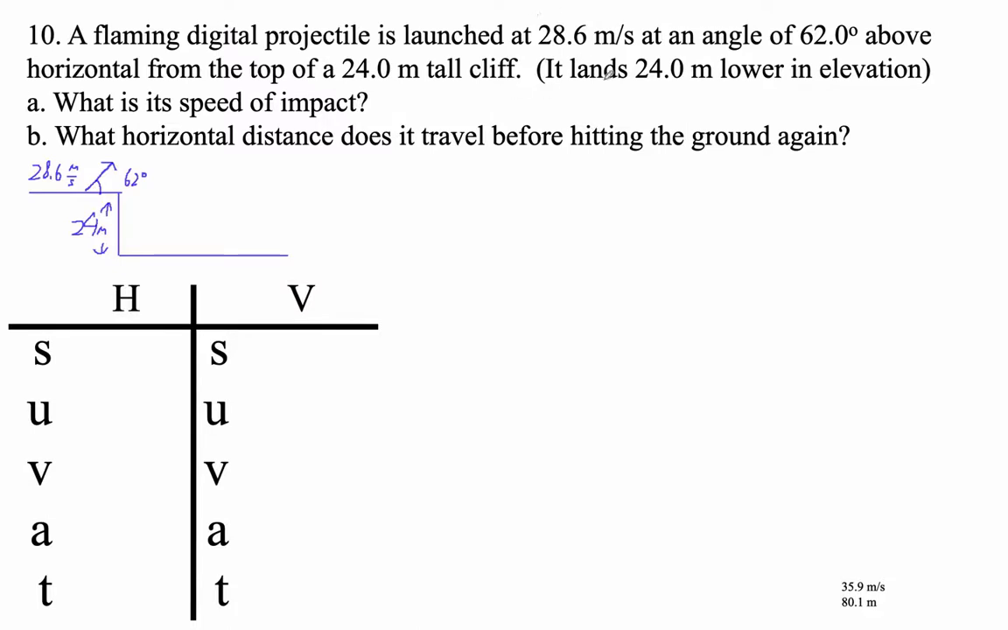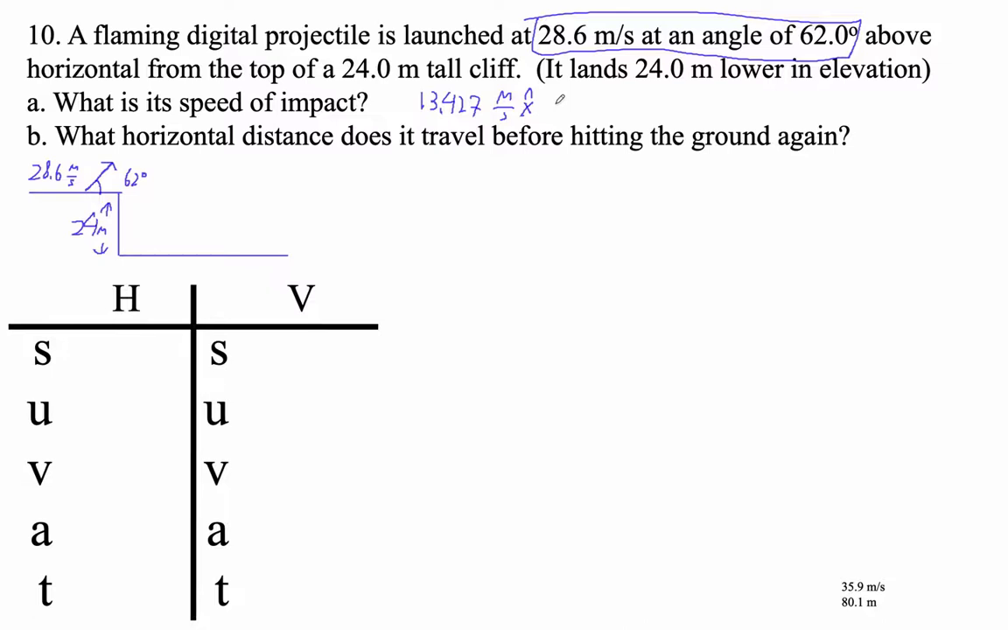Okay. So first thing I'm going to do, I can't do anything until I turn this into a component vector. So let's do that. Right, and that's going to be 28.6 cos will give us the x, right? Okay, so let's do that. 28.6 cos 62. And that is 13.427 meters per second in the x direction.